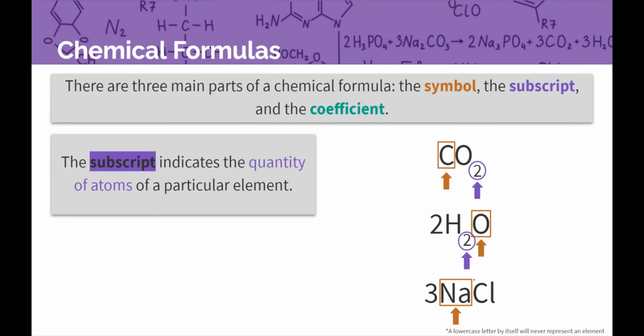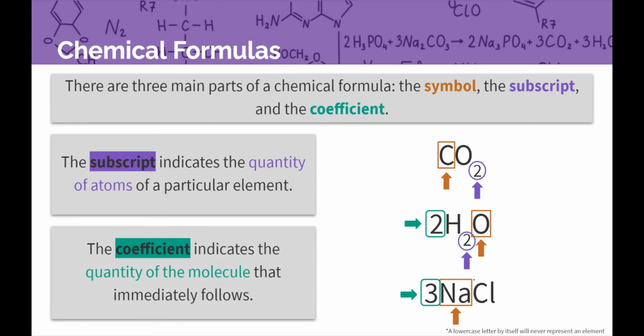The last part of a chemical formula is the coefficient. The coefficient indicates the quantity of the molecule that immediately follows it. So in the second example, we have 2H2O. That coefficient is telling me that there are 2 H2O molecules. In the third example, the 3 in front of the formula is telling me that there are 3 molecules of NaCl.